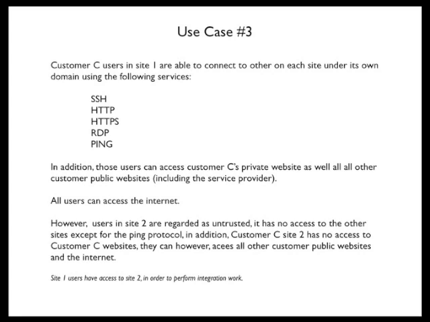However, users at the customer C Site 1 will be able to communicate with the new customer on protocols such as HTTP, HTTPS, RDP and SSH. However, during the transition period, the customers at Site 2 will still be able to get access to the internet and the intranet to continue their own business while the transition is taking place.